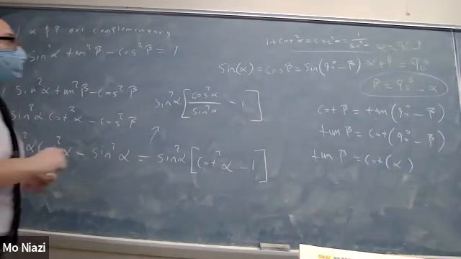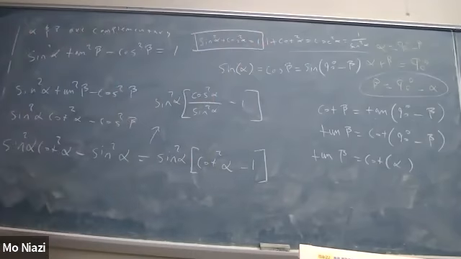What about the Pythagorean identity sine squared alpha plus cosine squared alpha? If we could somehow get this to reduce to sine squared alpha plus cosine squared alpha, or sine squared beta plus cosine squared beta, then we'd be done.